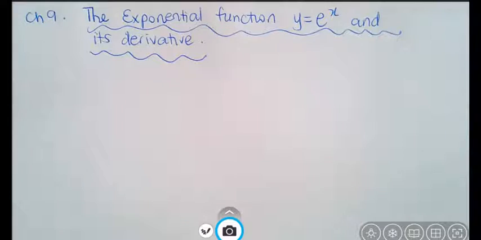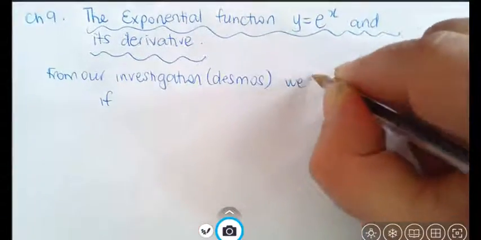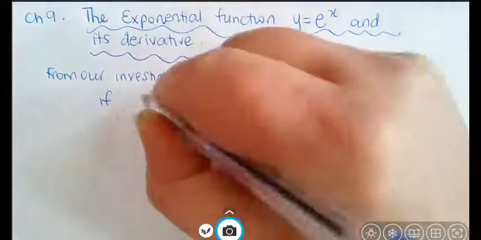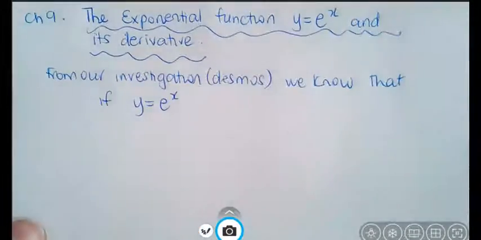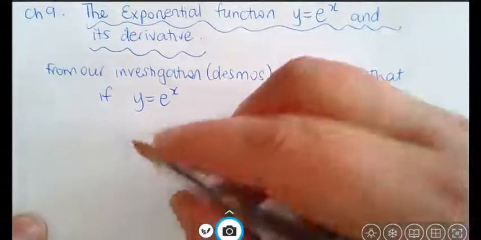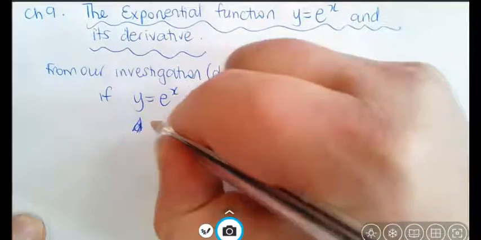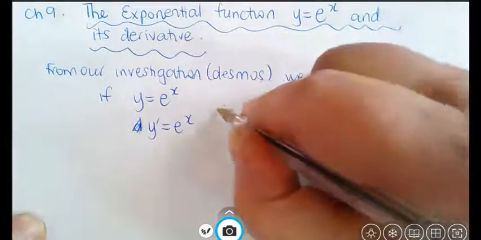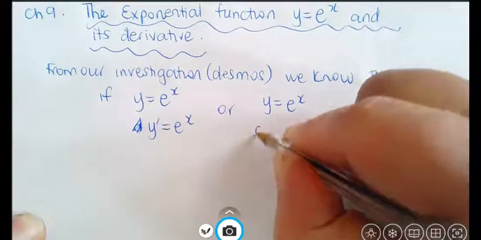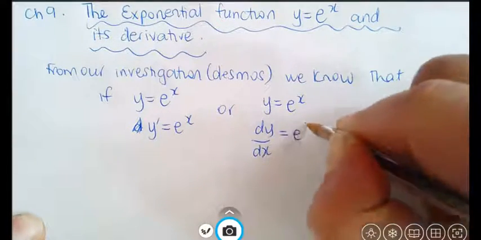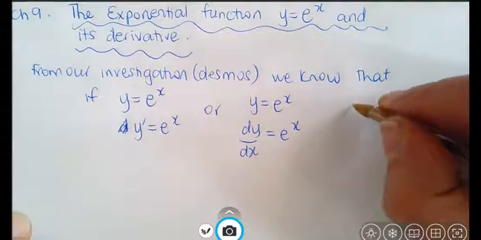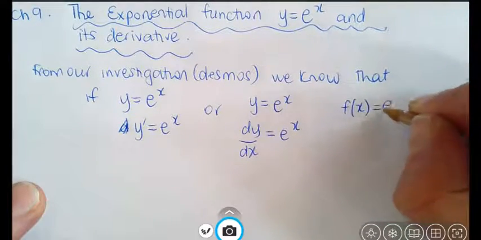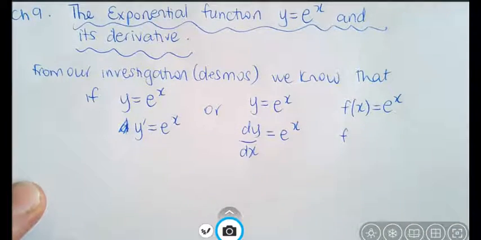Okay? So from our investigation in Desmos, we know that if y equals e to the x, then its derivative, what's the other way I can write its derivative? I can write then y dash is e to the x, or I could write if y is e to the x, then, do you remember this? dy dx is e to the x. Or I could write it as if the function of x is e to the x, then how would I write the next one? Yep, good.